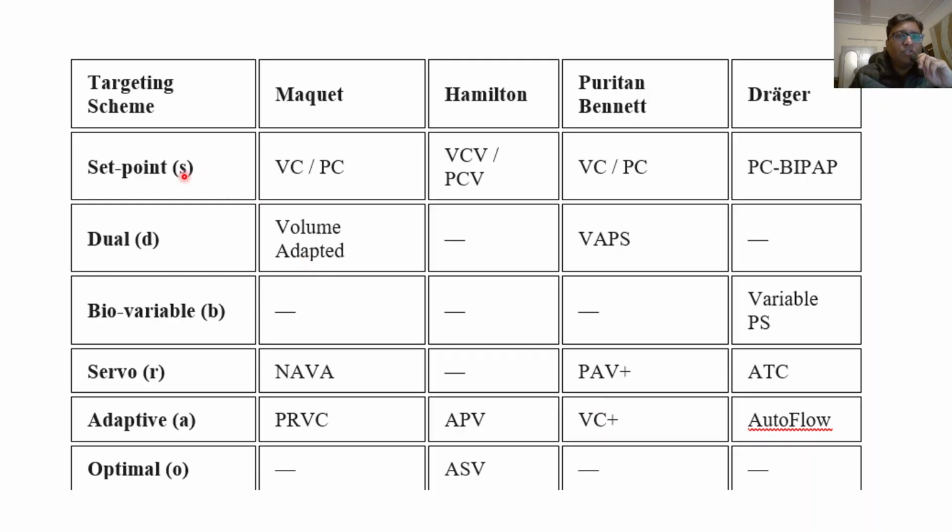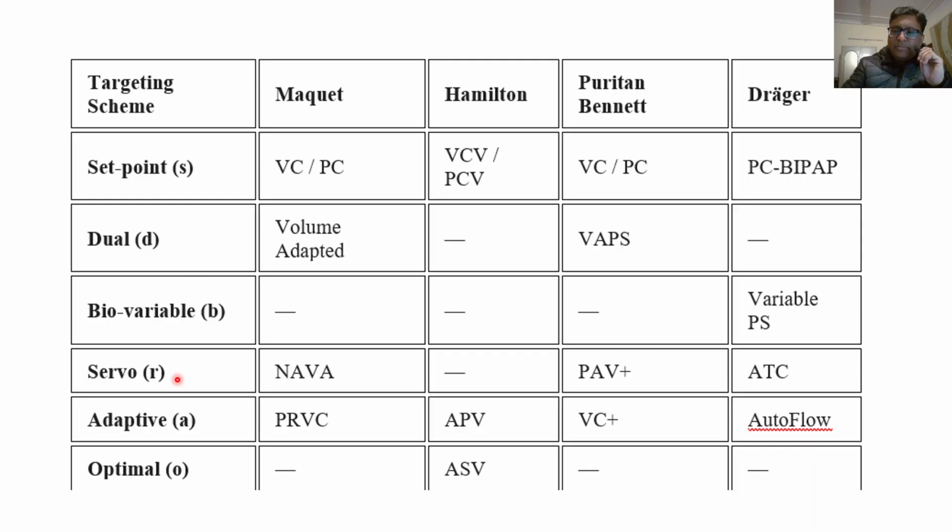So, examples of the modes which use this targeting scheme. Set point, basic targeting, is used in the volume control and pressure control default, basic modes in Maquet, Hamilton, VCV, PCV, basic mode, VC, PC, VC plus and PC, Puritan Bennett. Dual targeting is slightly more sophisticated, where within the breath the output changes. So it is seen in Maquet in volume control with flow adaptation and VAPS on PB840 ventilators. Variable is seen in variable pressure support mode on Drager.